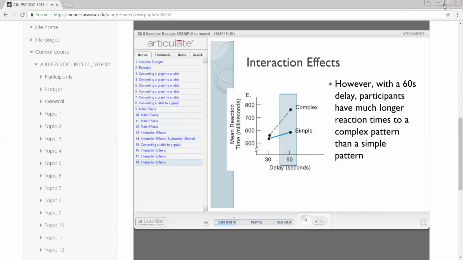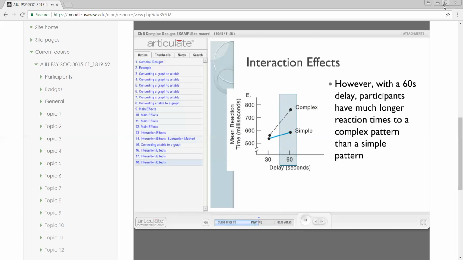So what this means is that the effect of pattern differs depending on the amount of delay people have before responding. So at the 60-second delay, participants have much longer reaction times to complex patterns than to a simple pattern. So all of this together is essentially what you should be able to do if I give you a table or a line graph and ask you to interpret the interaction. I'll ask you to go through step by step, but you need to know how to do each step.